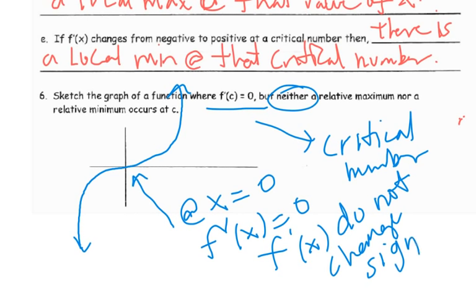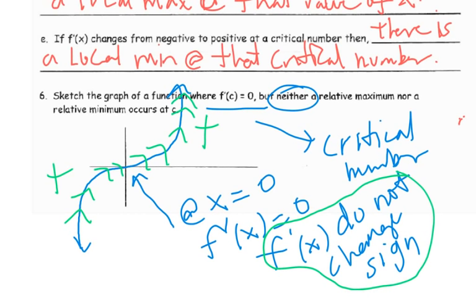So if you look up at the graph, notice that as we're moving towards an x value of 0, the function itself, the original function, is increasing, so all of the slopes are positive. And then if you go to the other side of 0, the function continues to increase, and all of the slopes are positive. So since there is no change in sign, even though we have a critical number, we have neither a local max nor a local min.